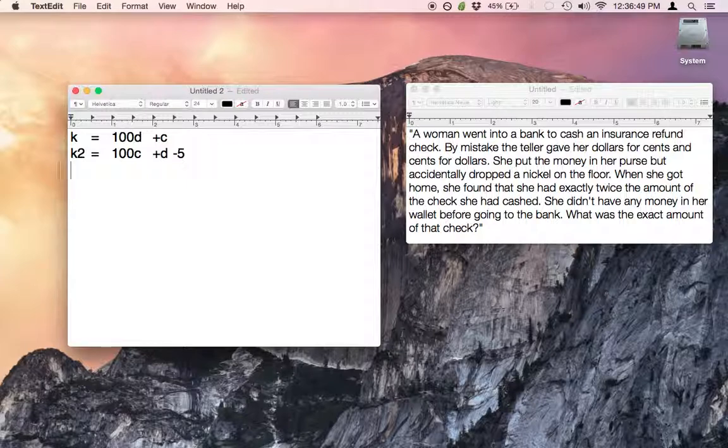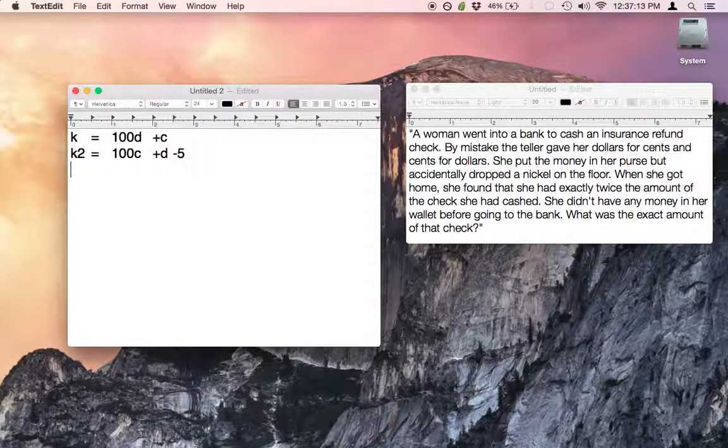Now, at this point, we have two equations, but unfortunately, we have three variables. And there's not going to be an algebraic solution to a system of two equations and three variables. You're going to need to have at least three equations. You need at least as many equations as there are variables. But nevertheless, we're going to go ahead and see what we can do to simplify these two equations before moving on.